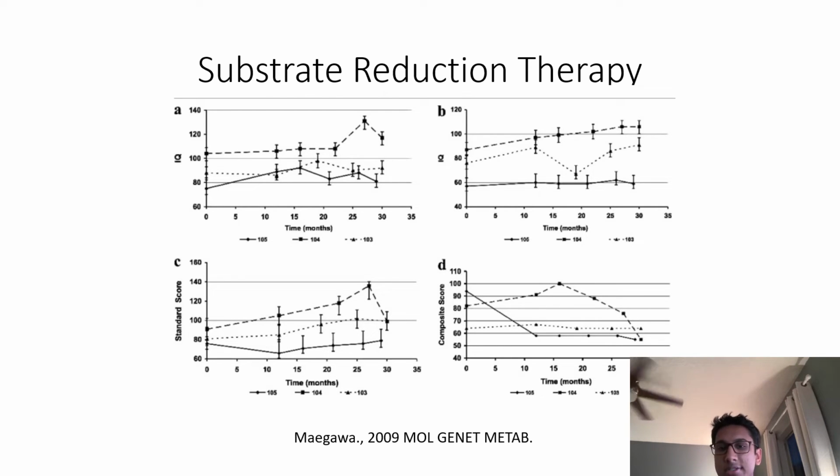We see across the board that there's not really too much of an increase. In fact, in Figure D, we actually see a drastic decrease. In Figure B, it bounces around for the second patient, and just all around, there's just not a great outcome of using substrate reduction therapy as a method of treating Tay-Sachs disease for right now.